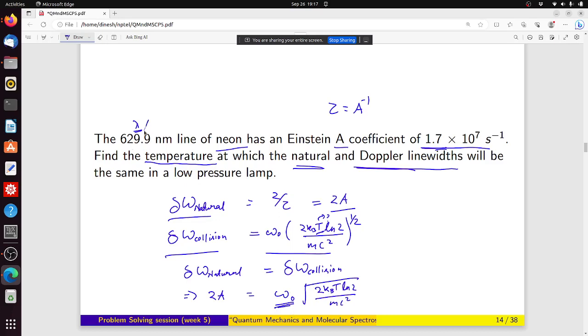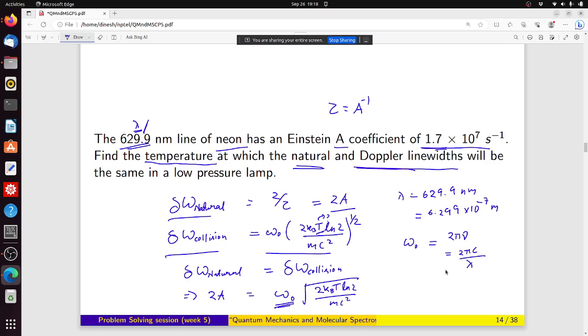What are we given? This spectral line wavelength is given. Lambda is 629.9 nanometer, or 6.299 times 10 to the power minus 7 meter. Okay, we need to calculate this angular frequency. Omega naught will be equal to 2 pi nu, or 2 pi c over lambda.